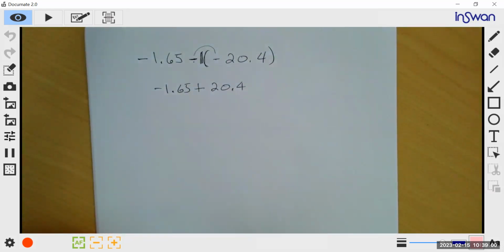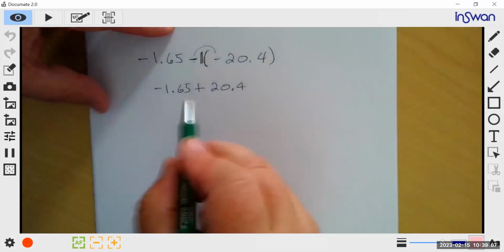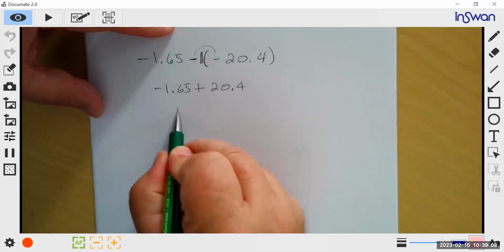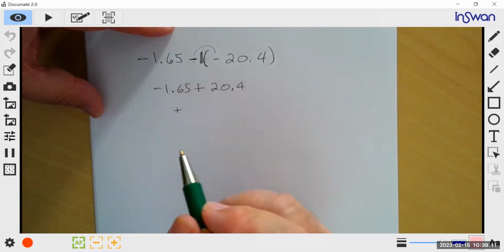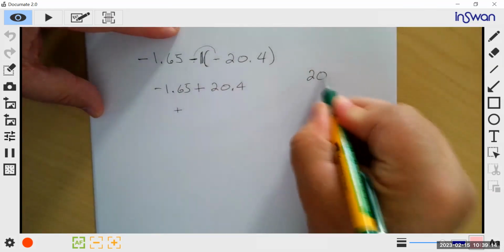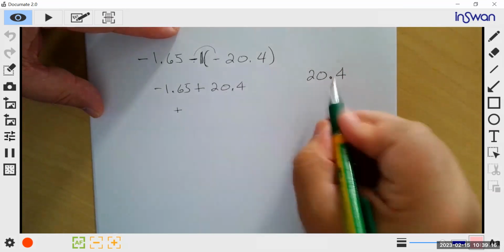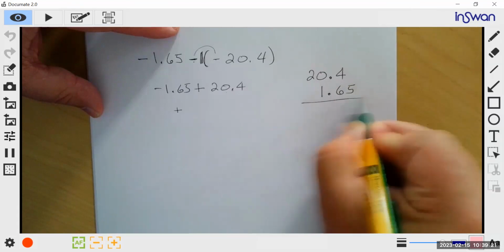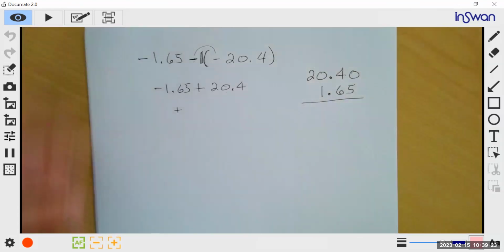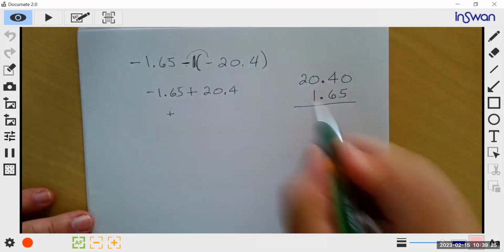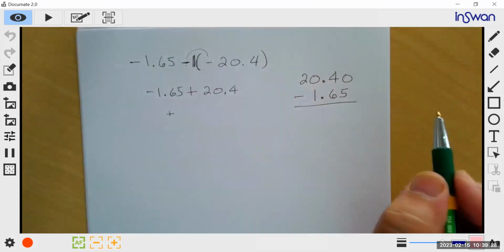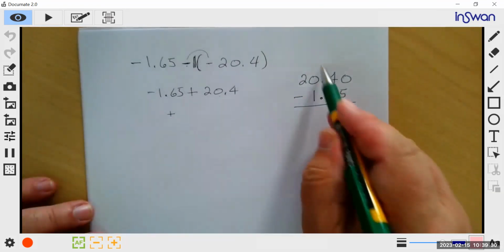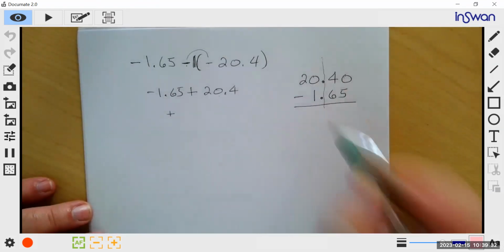So we have negative 1.65 plus 20.4. Is the answer going to be positive or negative? Positive. So since different signs, I know the answer is going to be positive. What do I do with the numbers? I subtract them because the signs are different. Remember, when subtracting or adding decimals, line up the decimals first.